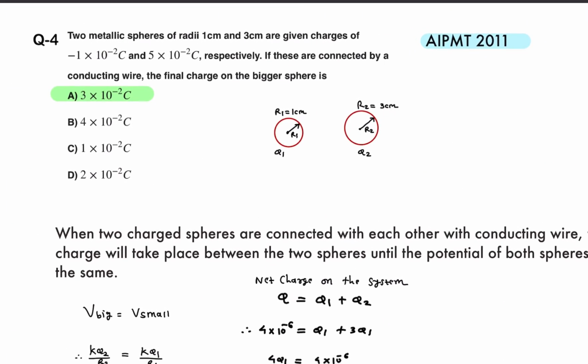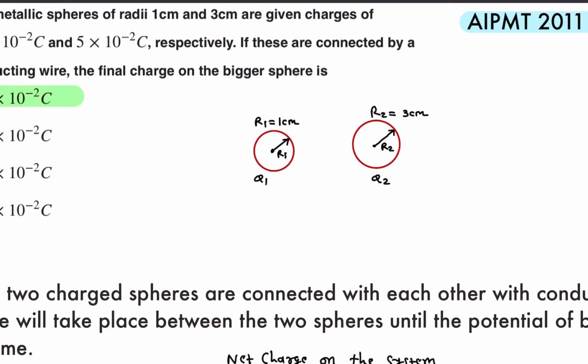Question number 4. Two metallic spheres of radii 1 cm and 3 cm are given the charges of -1 into 10 to the minus 2 coulomb and 5 into 10 to the minus 2 coulomb respectively. If these are connected by a conducting wire, the final charge on the bigger sphere is. So here the two charges Q1 and Q2 are given, on spheres having radii R1 and R2 respectively. The sphere with radius R1 is 1 cm, and the bigger sphere with charge Q2 has radius 3 cm.